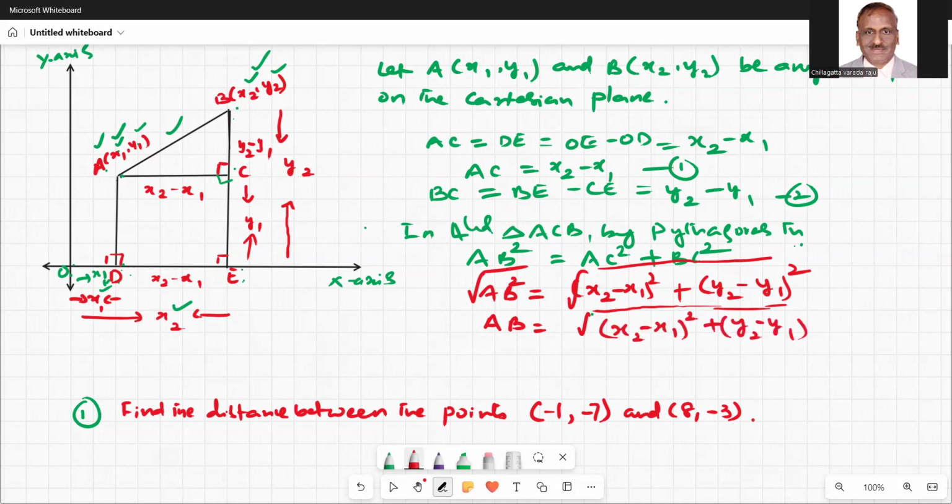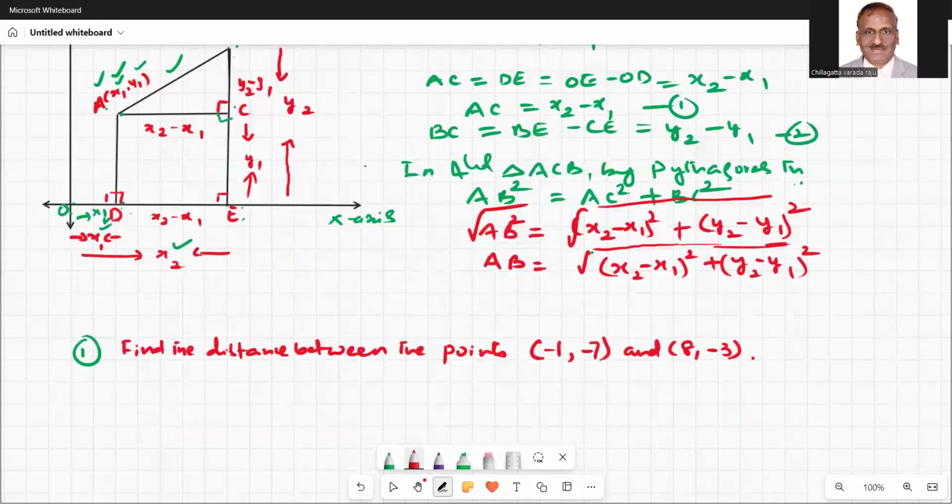This is a very, very important formula to find the length of the sides of any polygon or to find the distance between any 2 points. Okay, this is the derivation for the distance between 2 points. How this formula will be useful, we will see in the problems in the coming part of the class.